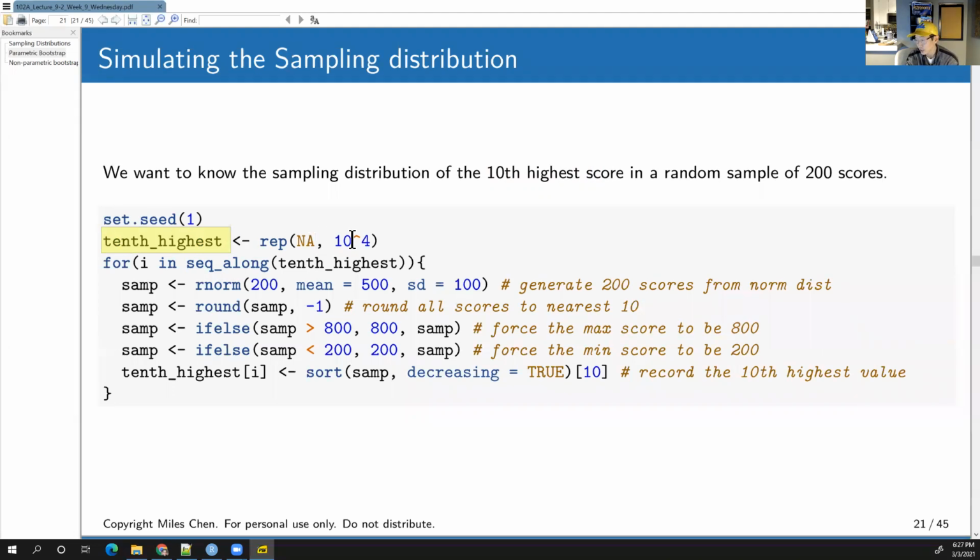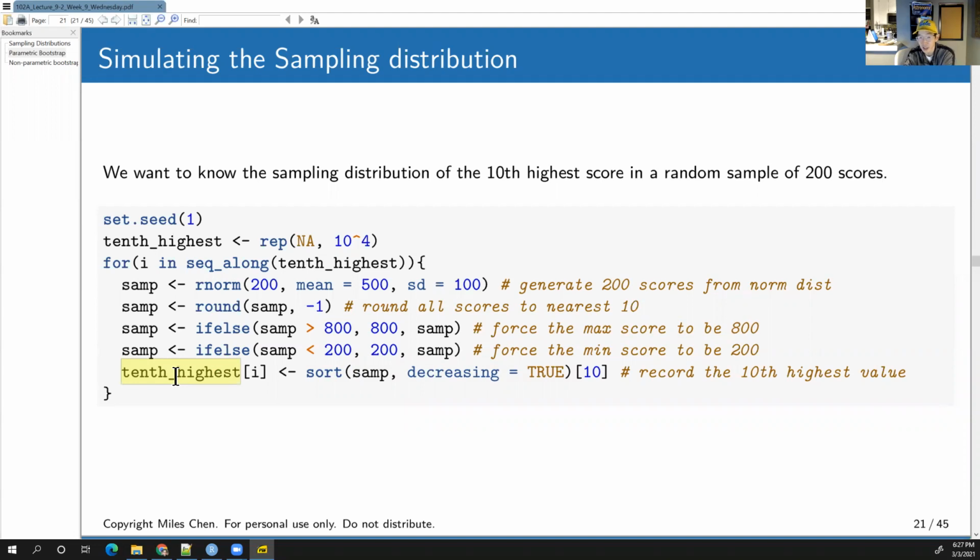And again, I'm doing this 10,000 times. Here my sample is going to be 200 scores from the normal distribution, implementing the rules of the SAT score to do that. Then I take my 200 values and sort them in decreasing order. Then I take the 10th value, the 10th highest value in my sample, and store it into this vector here. So this will be the sampling distribution of 10th highest scores.